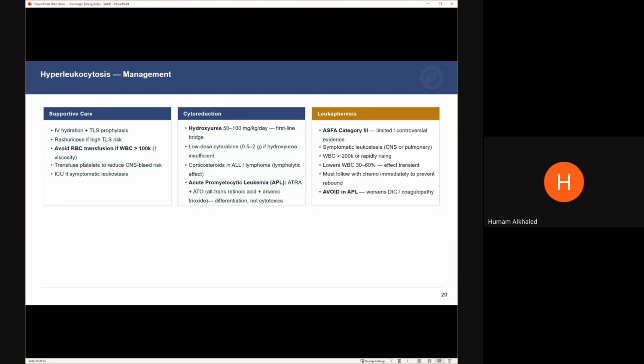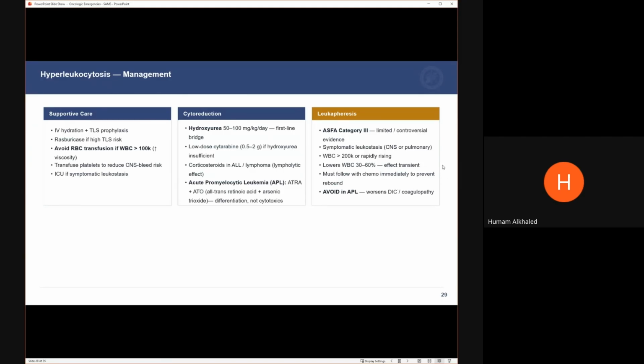And patients who actually have leukostasis, I do use low-dose cytarabine, usually as 500 milligram, and I like to infuse it over 24 hours to reduce the risk of PLS. And it works very great in these patients. Steroids work great again in lymphoma patients and in your ALL patients.